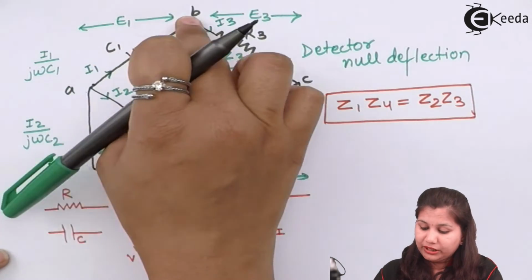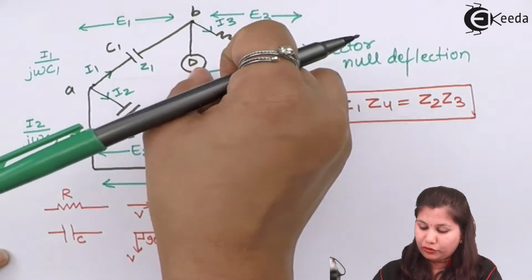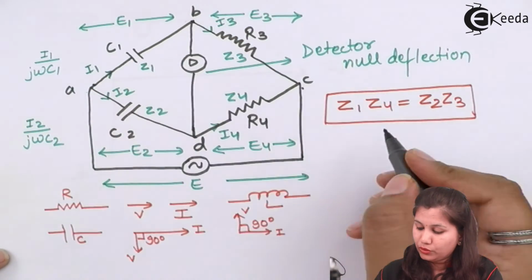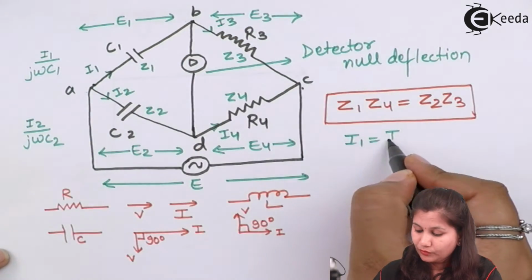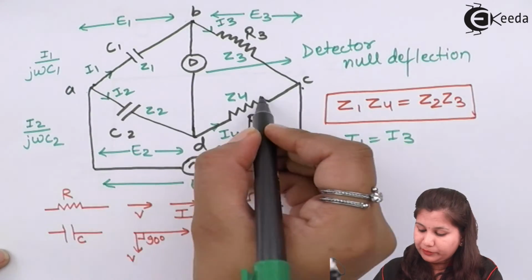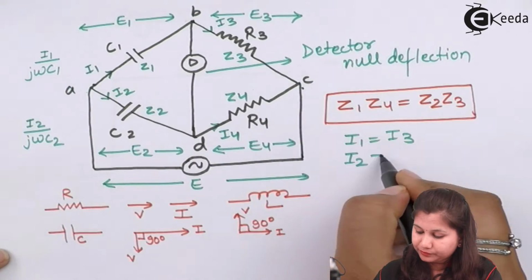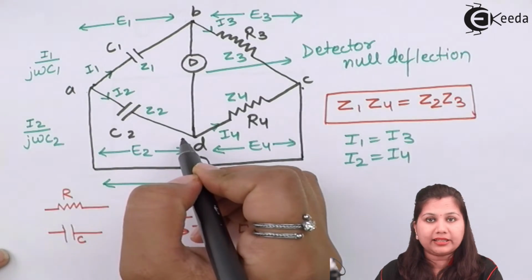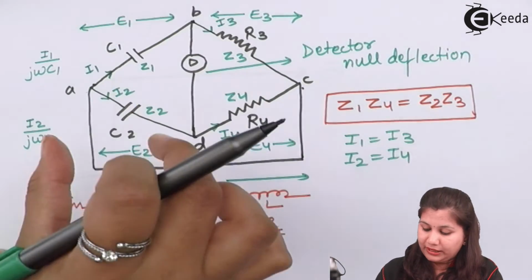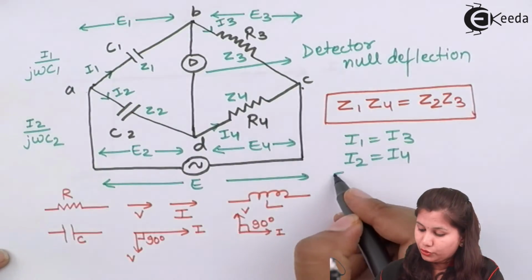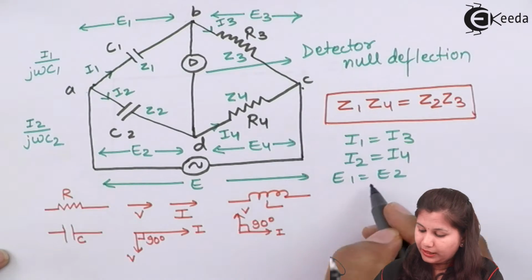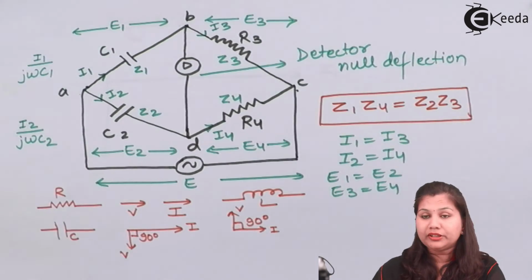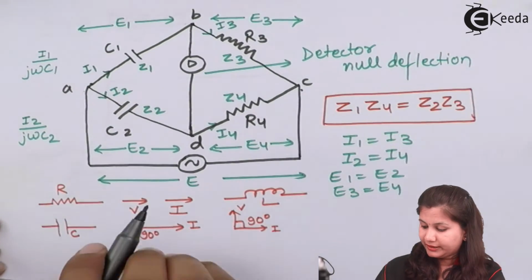So this I1 current will be equal to I3 because no current is there in this arm. So I1 is equal to I3. Also I2 will be equal to I4. And also B and D are at the same potential. It means E1 and E2 will be equal. So E1 will be equal to E2 and E3 will be equal to E4. We will use these equations in the phasor diagram.